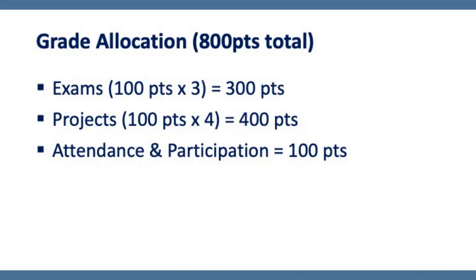And finally, here is the grade allocation for this class. So we have 3 exams. Each exam is 100 points. So together that's 300 points. We have 4 projects, and for now I would say each project is 100 points. So that's 400 points altogether, and attendance and participation is another 100 points. So altogether you have 800 points in total for this class.